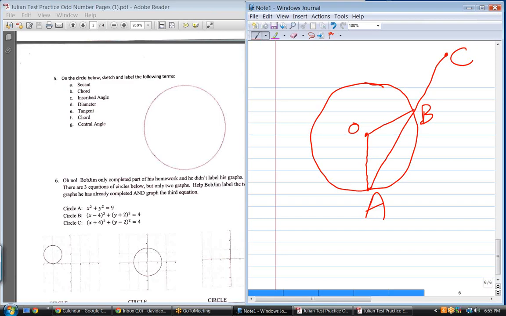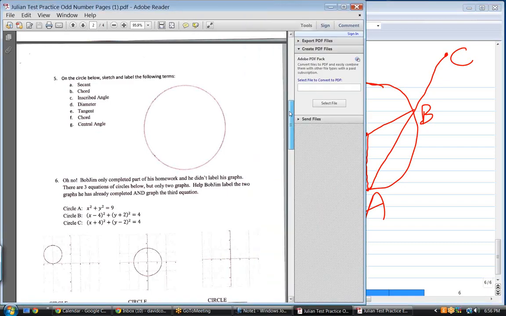Tangent, it touches the outside of the circle at how many points? Just one. That's the key part of the definition. It's only a tangent if it touches one part only. In other words, that's not a tangent line. That one is not. Oh, chord again. There's all kinds of typos in this thing. And central angle we did. So let's go on to 6.